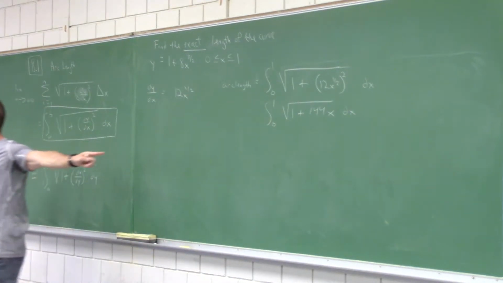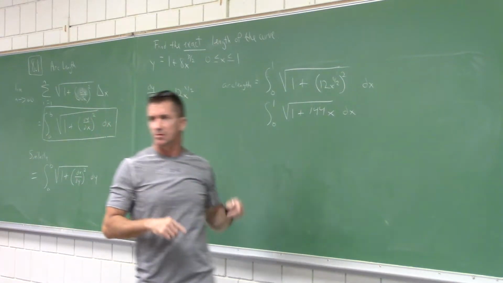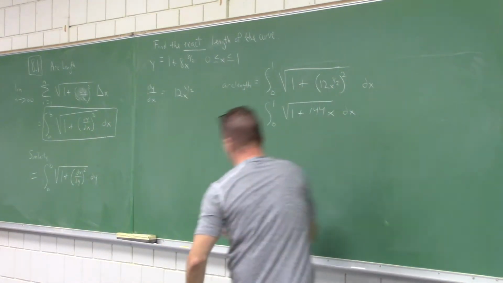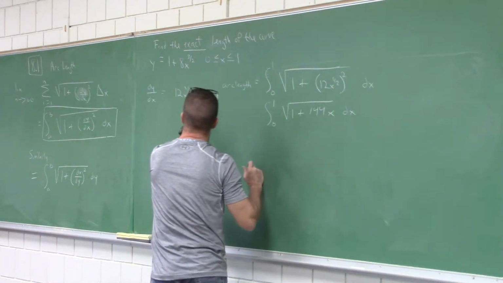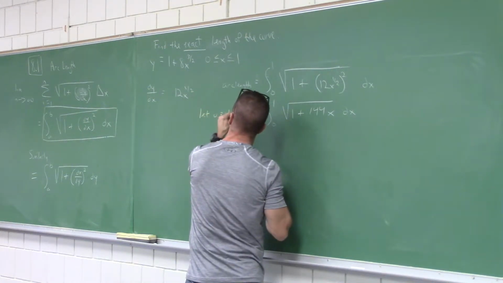Isn't that substitution rule though? And we're going to do a u sub on this. That's what we're going to use. Here, I'll change the color. Here, let u equal 1 plus 144x.